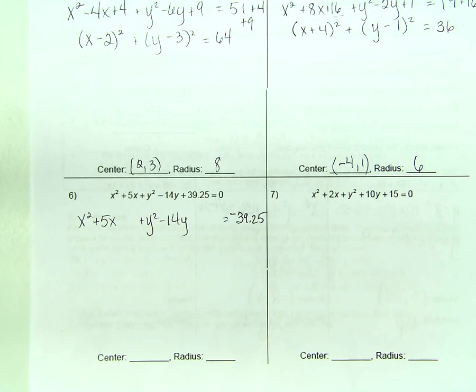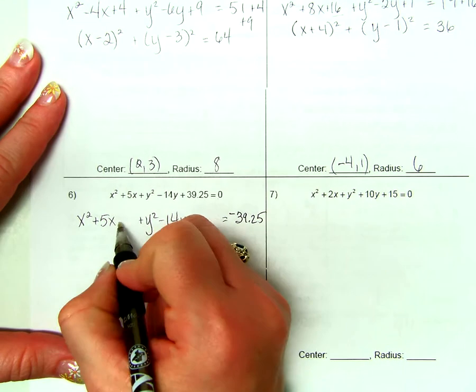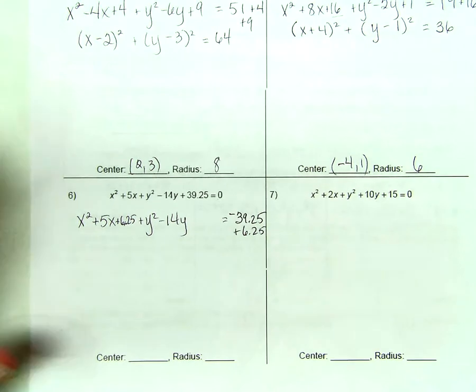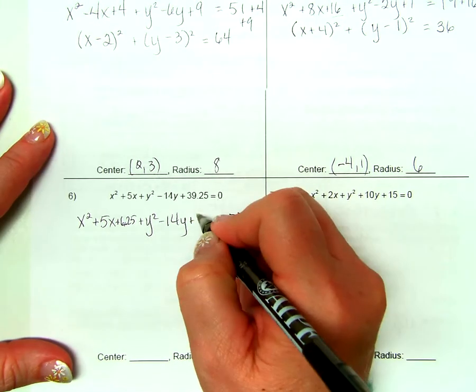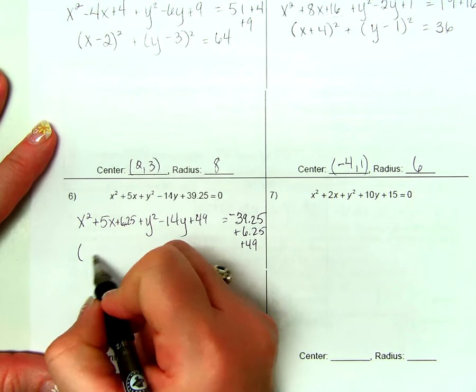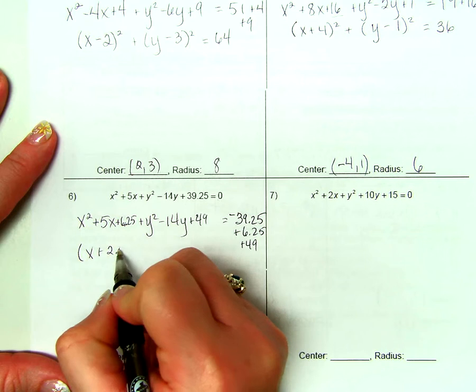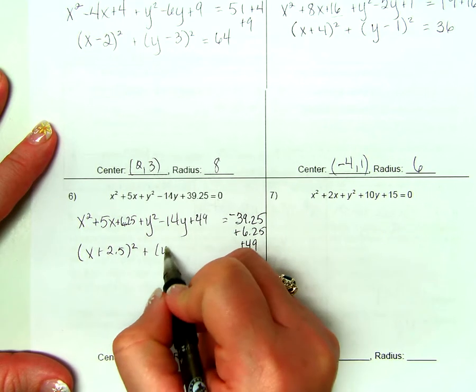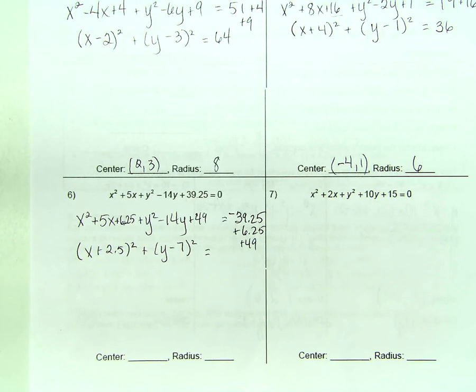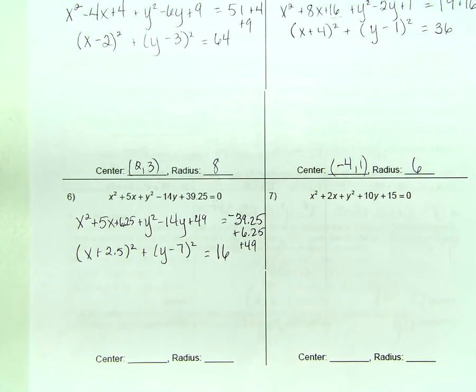Now what? I just need to go, don't you? You guys are already gone, aren't you? So plus 6.25, plus 6.25, and plus 49, plus 49. So my binomials: (x + 2.5)² + (y − 7)² = 16.